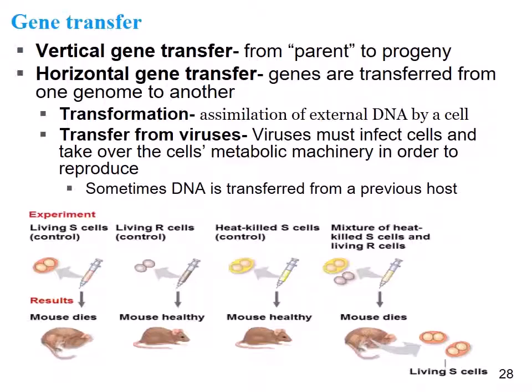We can actually have horizontal gene transfer when genes are transferred from one genome to another. Oftentimes you can think about it as from one species to another with horizontal gene transfer, but it doesn't even have to be from one species to another. It's just from one genome to another, and it's not from parents to progeny in this case. So there's a couple examples of horizontal gene transfer, and we'll talk about this a bit more coming up as well. But transformation is when an organism assimilates DNA into their cells from the outside environment.